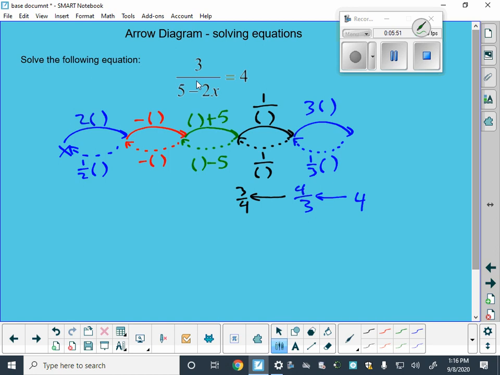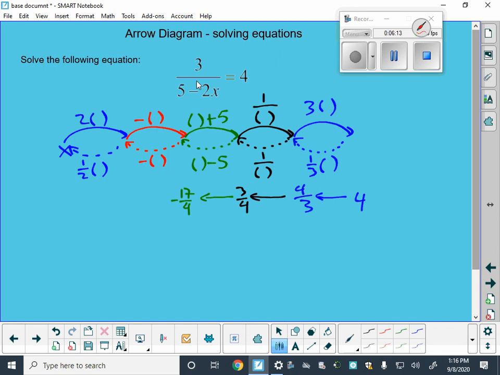And then that's at the end of the dotted black. It's at the beginning of the dotted green. So I'm going to bring the dotted green arrow, follow that back here, and subtract 5, which is 20/4. So that'll leave me at negative 17/4.